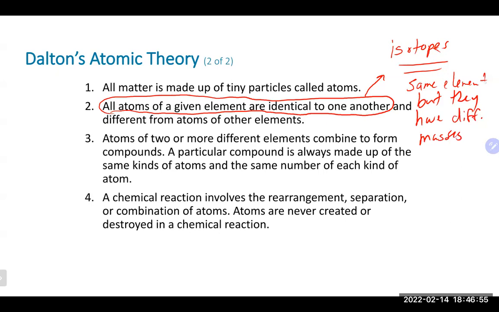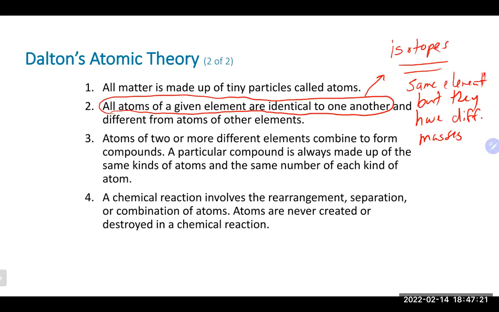Which obviously, as we will talk about, if they have different masses, then they cannot be identical to one another. And they have different masses, as we'll talk about, because they have different numbers of neutrons. Those atoms cannot be identical to each other. So later on, it was proved that that's not so correct, with the existence of isotopes. But the other part of it is correct.